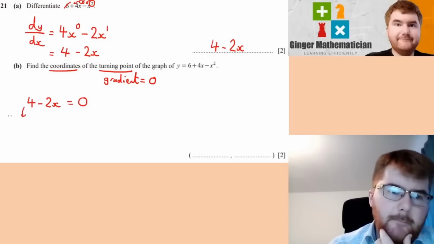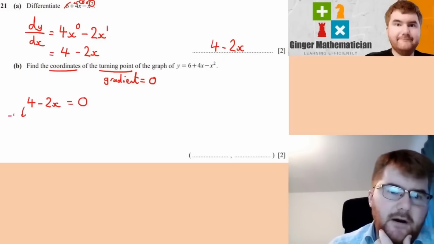I'm going to minus 4 on both sides of the equation. This cancels. We get minus 2x is equal to minus 4. If we divide by minus 2 on both sides, this cancels and we're left with x is equal to 2. Now notice that's not our final answer. That is just the x-coordinate of the turning point.